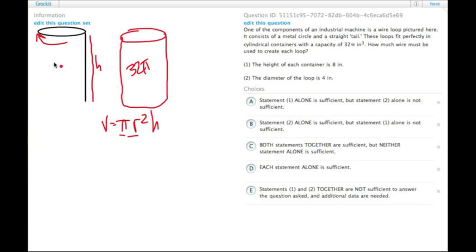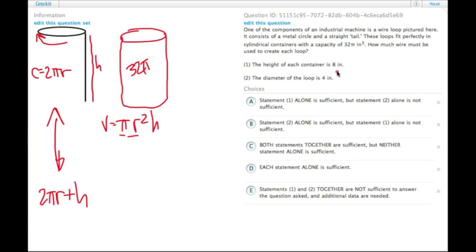So we can't just use pi r squared. The circumference of the circle is 2 pi r. So the length of the wire is going to be 2 pi r plus h. And we have the value for pi r squared h. So clearly, we are going to need both r and h to solve the question. Let's take a look at the statements.